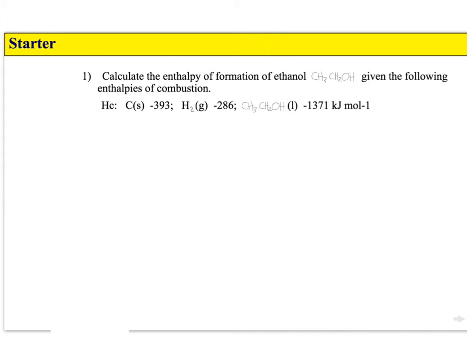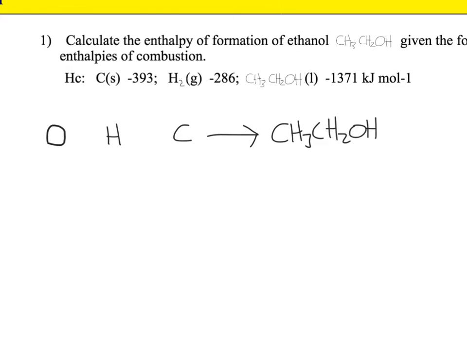So the enthalpy of formation is the enthalpy change when 1 mole of a substance is formed from its elements in their standard states. So I've got my ethanol, I put that on the right hand side because I'm forming it. So the arrow is going towards the thing that you are forming. We're forming the ethanol. On the left hand side, I'm going to put the elements that I need to form it. So I need carbon, hydrogen, and oxygen. But all the elements have to be in their standard state.